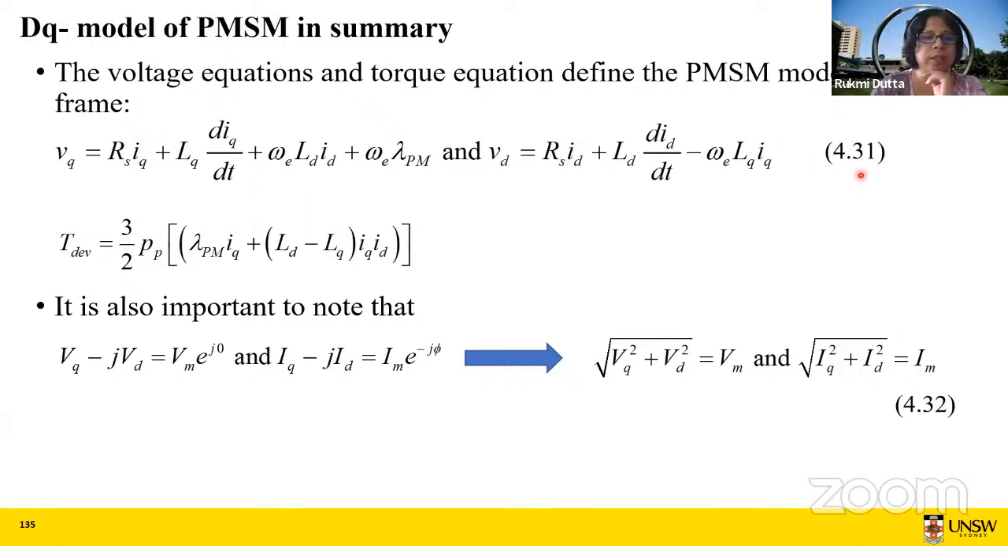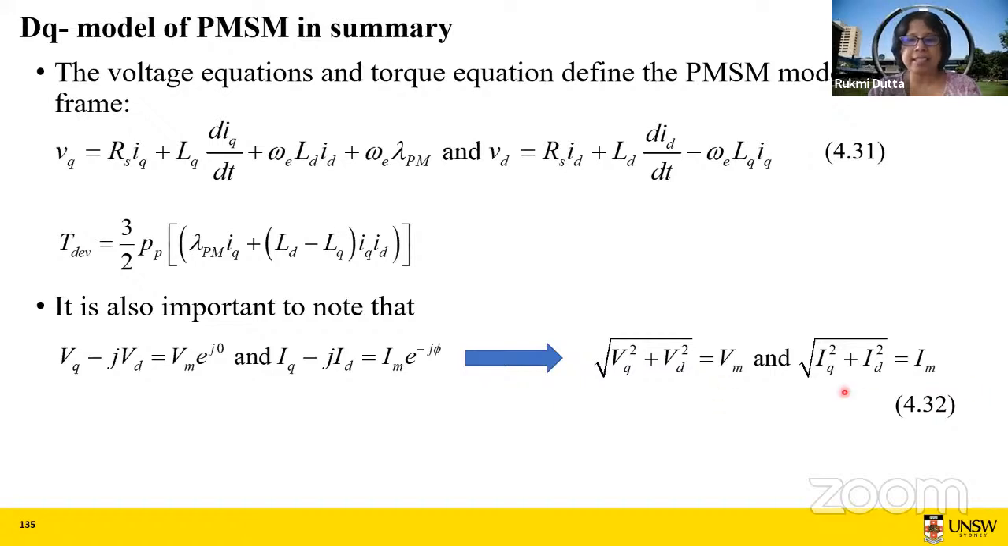So the DQ model, when we say it for PMSM, consists of those two VD, VQ voltage equations and the torque equation. And from the phasor diagram, we can also conclude that the q-axis voltage and d-axis voltage are 90 degrees to each other. Similarly, q-axis current and d-axis current are 90 degrees to each other. And if we find the amplitude of them, that should give us the peak value of our phase voltage. If we do that with the current, we get the peak value of our phase current.